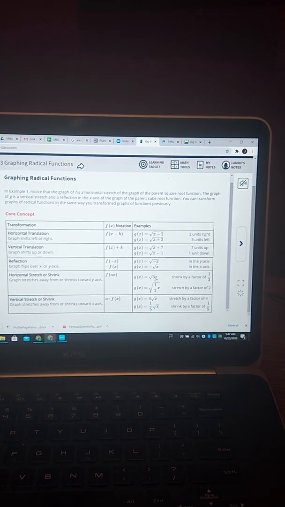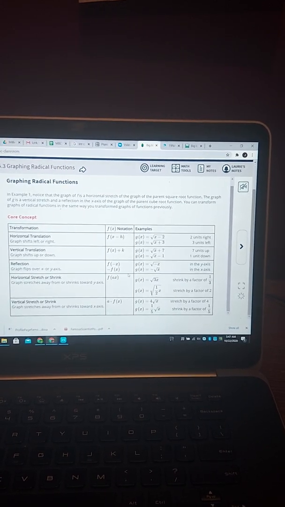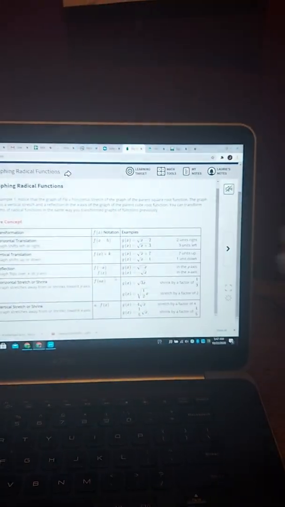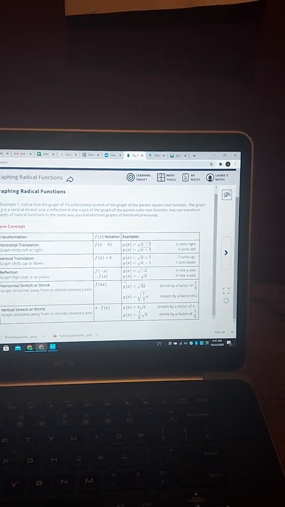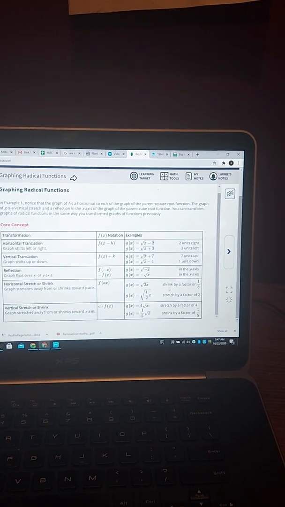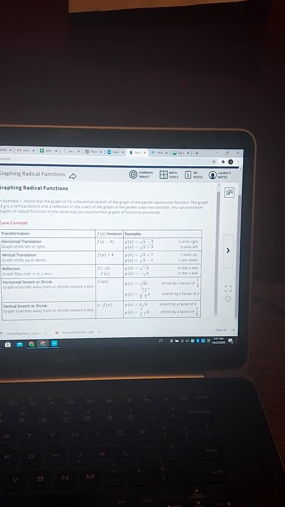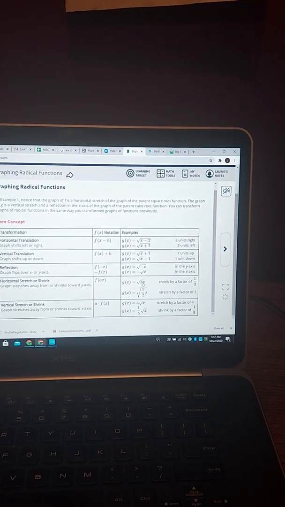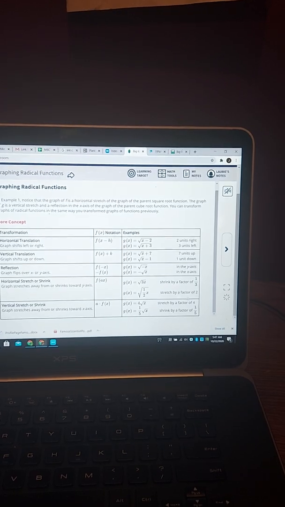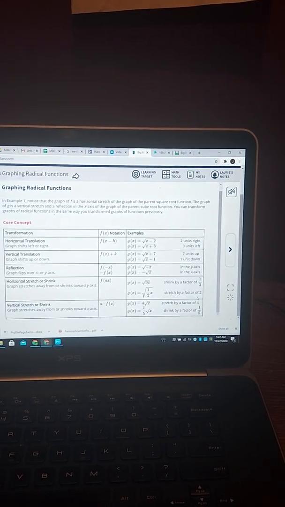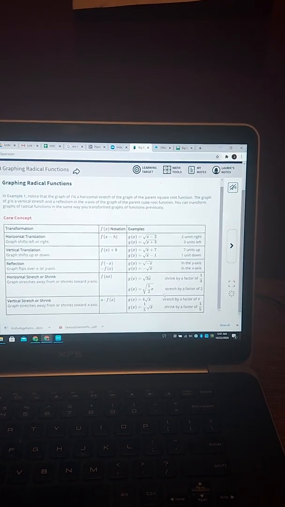And notice this right here. A horizontal stretch means I'm going to stretch it going this way, not up and down. Notice right away that this says a shrink by a factor of 1/3. So right away, notice that we're taking the inverse. And instead of 1/2, we're stretching it by a factor of 2. So the big question is, why is that? So let's explore that.